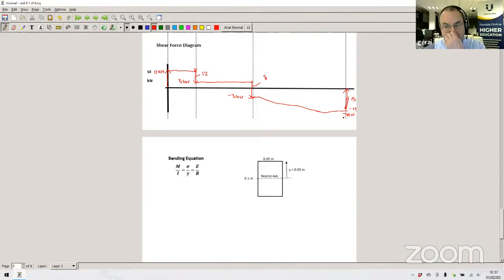Now, if you want to check whether it's right or not, the area above the line, above the 0, must equal the area below the 0. So if we just do a quick check: 17 times 1 is 17. The area of this section is going to be 10, because it's 5 times 2. And if we work out the area of the last section, that's minus 15, minus 30. So that's going to be minus 27.